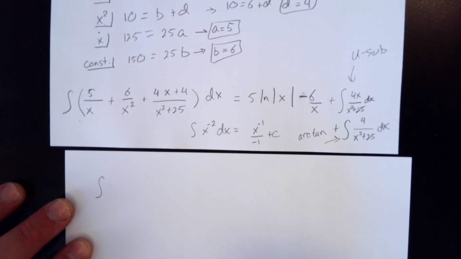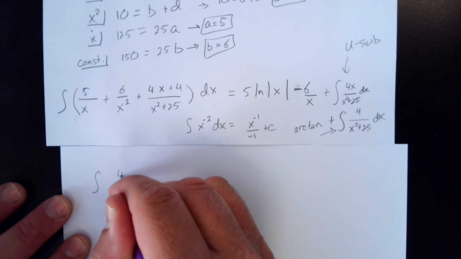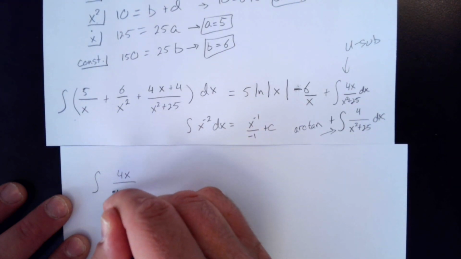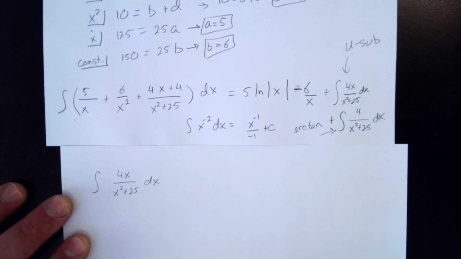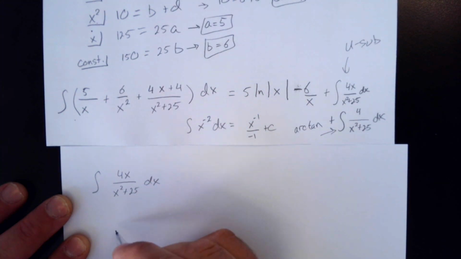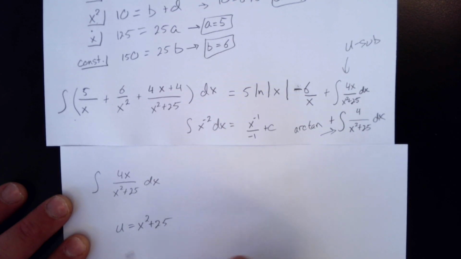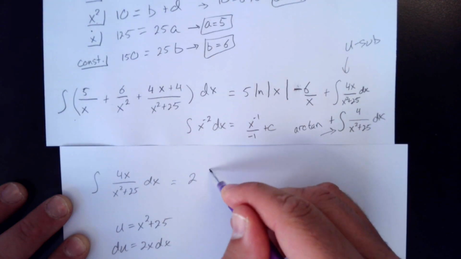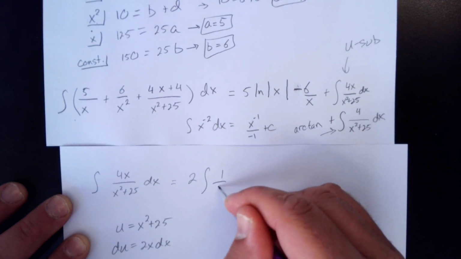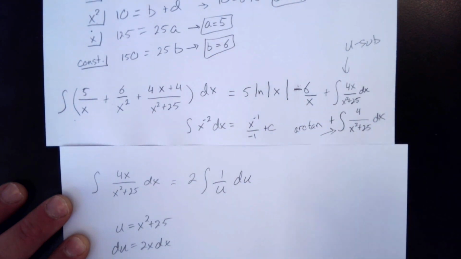For the integral of 4x over x squared plus 25 dx, I'm going to do a u substitution where u equals the bottom, x squared plus 25, and du would then be 2x dx. I almost have a 2x. I have a 2 hanging out here, so I'll take out that 2, and I'll have 1 over u du.